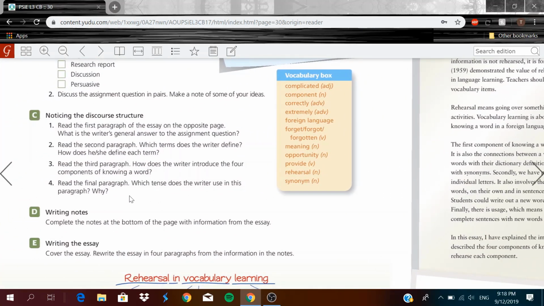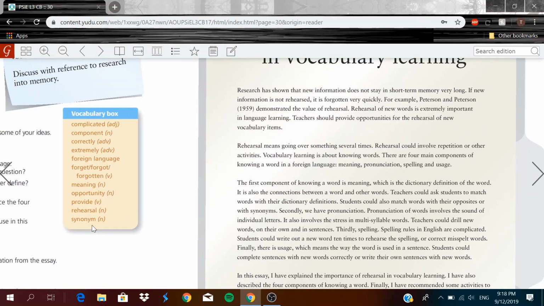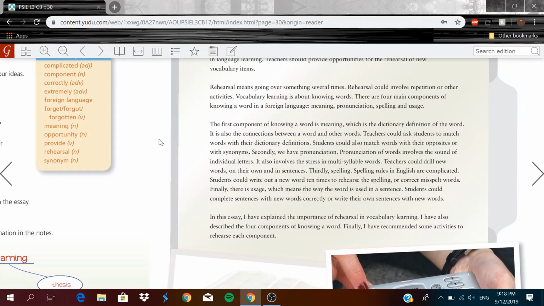Now let's go to number 3. Here we have, read the third paragraph. How does the writer introduce the 4 components of knowing each word? The writer describes all the components, so let's start with the first component. We have the dictionary definition of the word. Notice when I talked earlier, I just said the general meaning of the word. In the writer's point of view, in order to know a word in English, you should know the dictionary definition of the word and how it connects between a word and other words in a sentence.